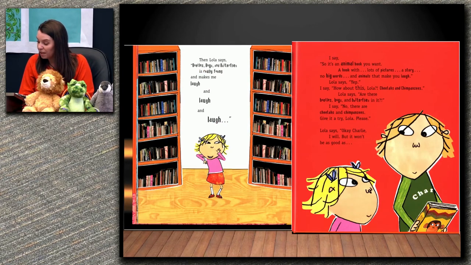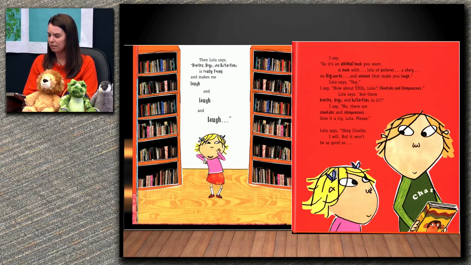Then Lola says, beetles, bugs, and butterflies is really funny and it makes me laugh and laugh and laugh. I say, so it's an animal book you want. A book with lots of pictures, a story, no big words, and animals that make you laugh. Lola says, yep. I say, how about this, Lola? Cheetahs and chimpanzees. Lola says, are there beetles, bugs, and butterflies in it? I say, no, there are cheetahs and chimpanzees. Give it a try, Lola, please.